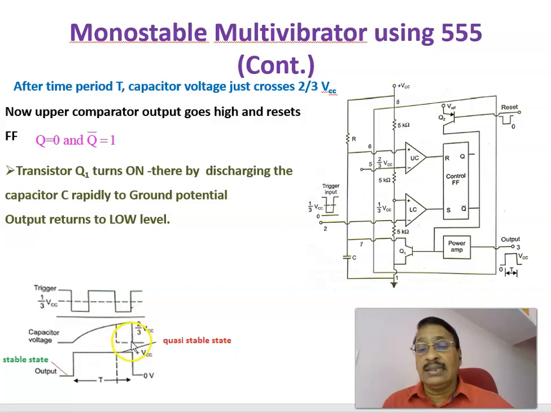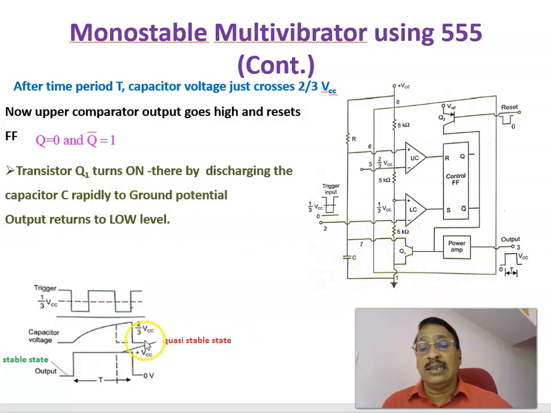The capacitor is suddenly getting discharged. At the same time, the output is going low, that is, the output is going low again to the stable state. Now the upper comparator output goes high and resets the flip-flop, and Q will become 0 and Q bar will become 1. The transistor Q1 is getting turned on, thereby discharging the capacitor which is already charged. It will discharge rapidly through this transistor, because this is directly connected to the ground.